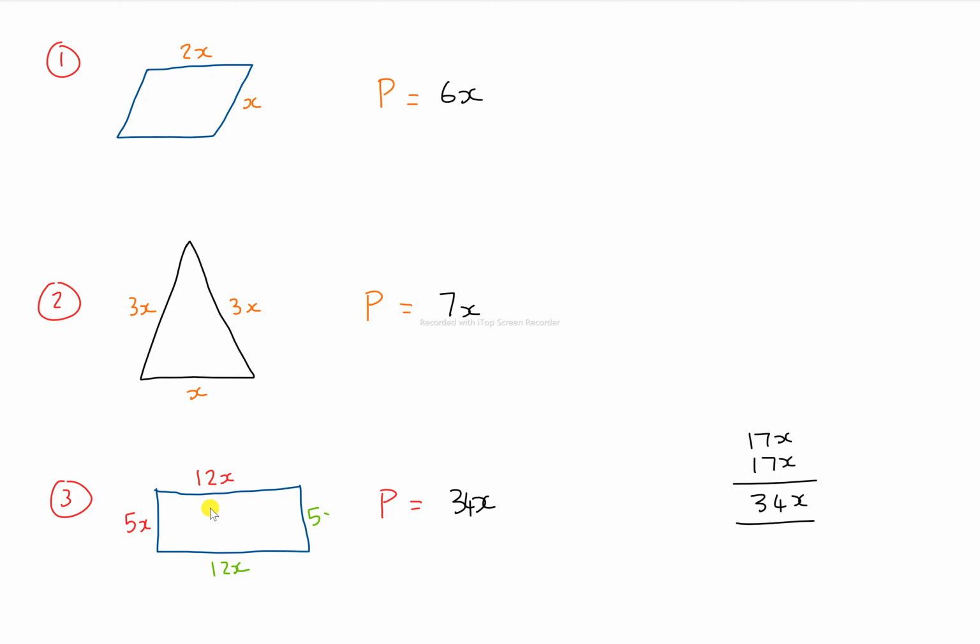Now we could have done it this way. 12x and 5x. So 12 plus 12 is 24. And then I've got 5 plus 5 is 10. Plus 10x, which equals 34x. That's another way of doing it. Right. Let me do some hard ones for you on the next video.